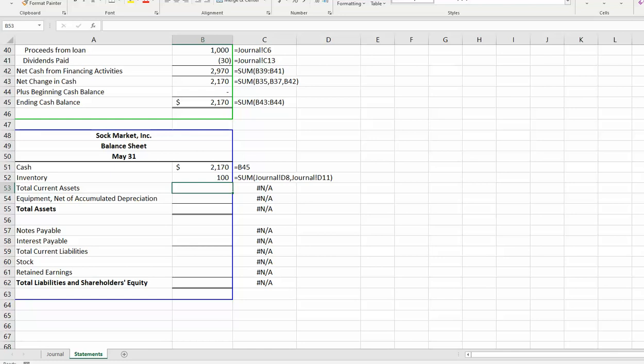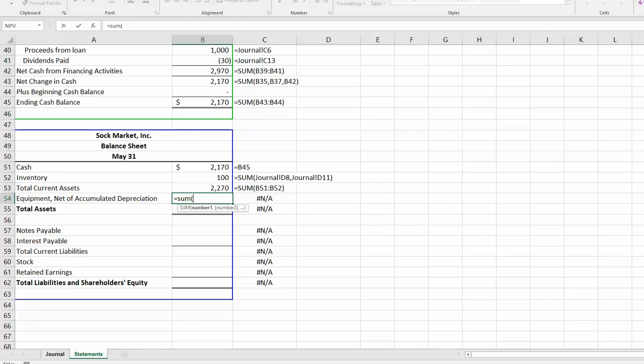Total current assets is the subtotal, so you go equal sum, and then highlight by holding down your mouse and dragging down to the inventory balance, and that picks up both balances, and you'll see the total there. Now I've got to get equipment net of its accumulated depreciation, which equals its amount of usefulness left, in this case because they're getting rid of it at the end of the use of this equipment.